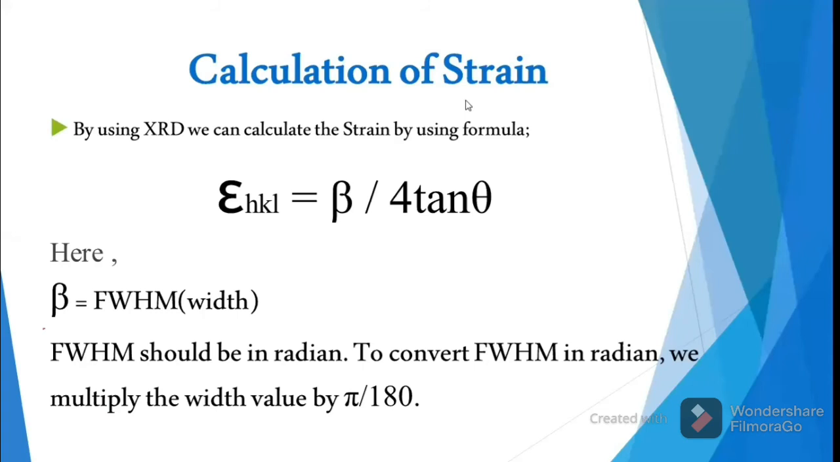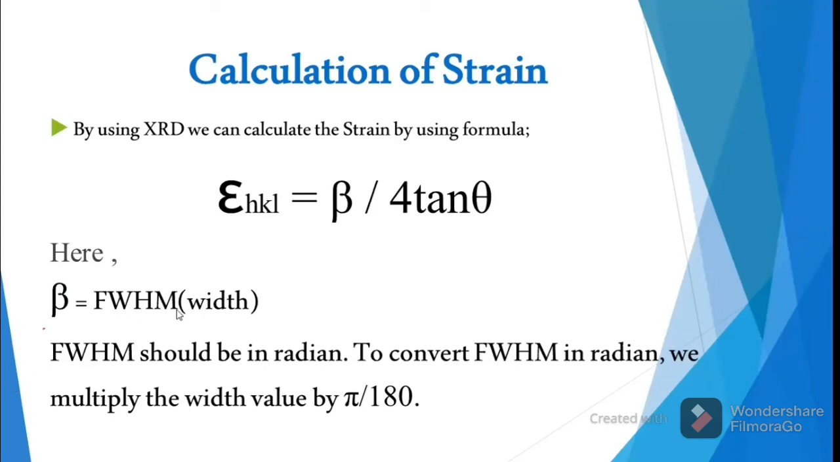Now the calculation of strain. By using the XRD micrographs, we can also calculate the strain by using this formula: eta HKL of the particular peak. Strain is calculated for every particular HKL plane, or you can say for a particular peak. That is equal to beta, where beta is the full width at half maximum divided by 4 tangent theta. Theta is the peak position, that is, the central peak position.